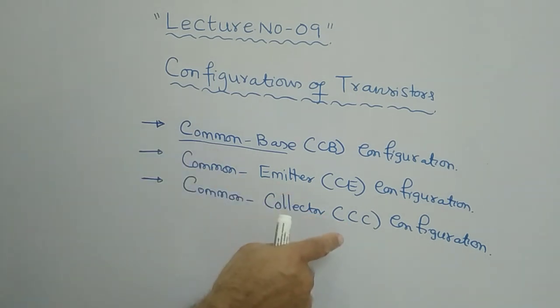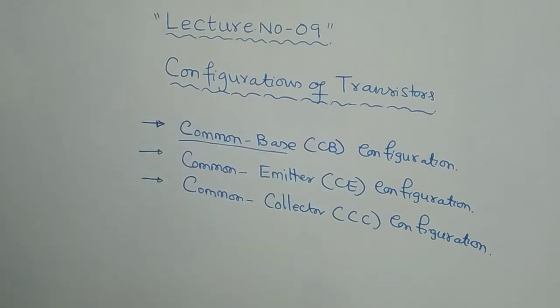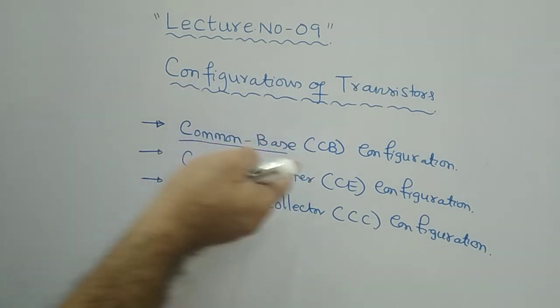So, in common collector, the collector terminal will be kept as common, and with respect to the remaining two, nothing but emitter and your base terminal. Let us see one by one what will happen actually.